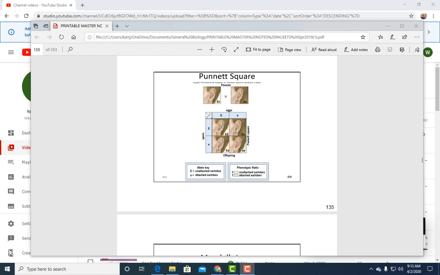So that's an unattached earlobe. I'm sorry, it's attached. Sorry. Unattached means it's hanging down freely and not attached to the side of the head. So this is the attached earlobe.